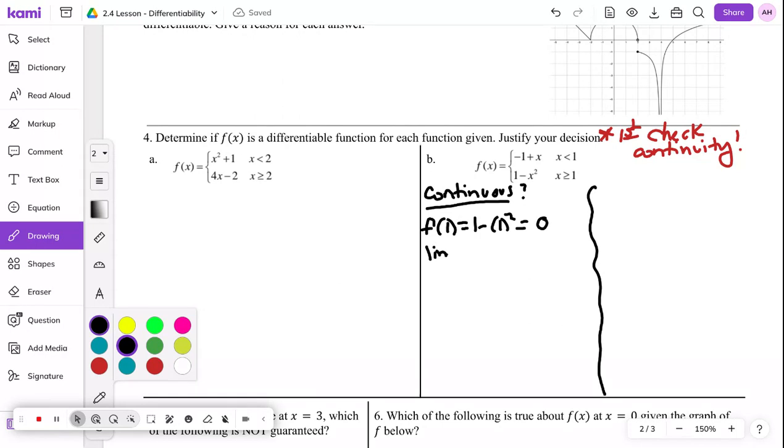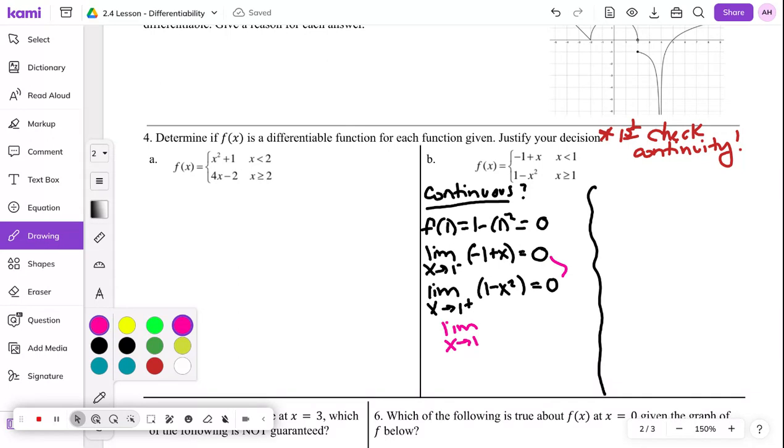Then I have to check the limit as x approaches 1 from the left of my function, and this function is negative 1 plus x. When I substitute 1 in there, I get 0. Looking good so far. The limit as x approaches 1 from the right. So now I'm checking the 1 minus x squared function. We know that is 0. So that tells me that my limit exists. The limit as x approaches 1 of f of x exists. It's 0. And because of that, I know that f of 1 is equal to the limit as x approaches 1 of f of x. And so yes, continuous.